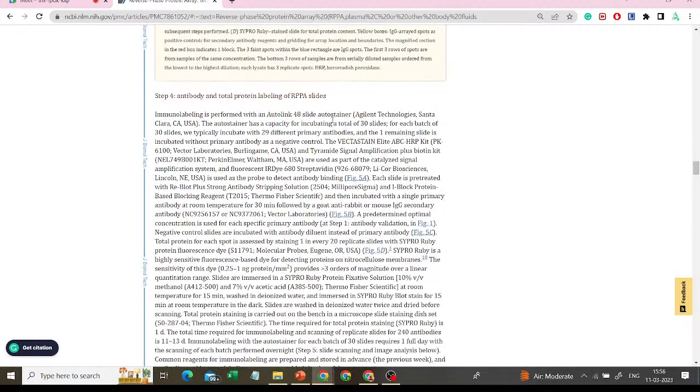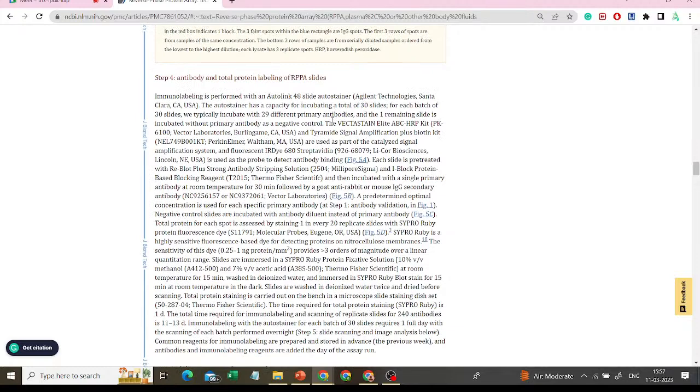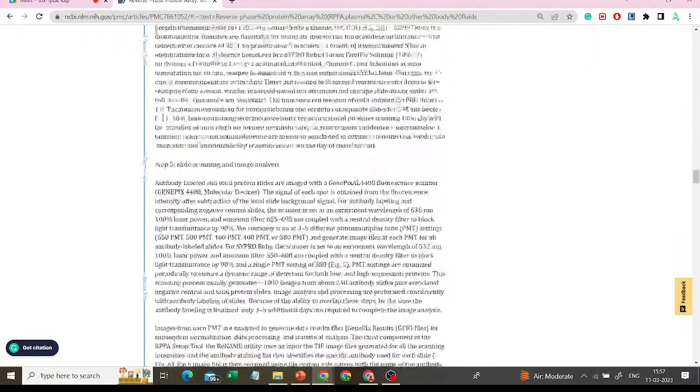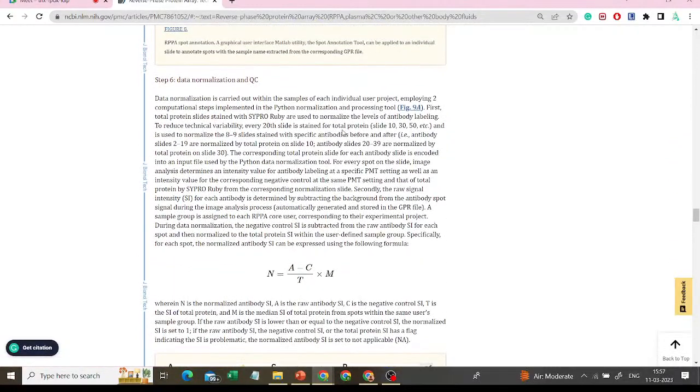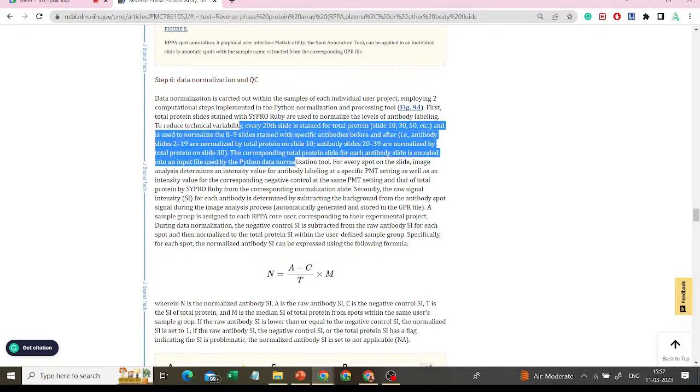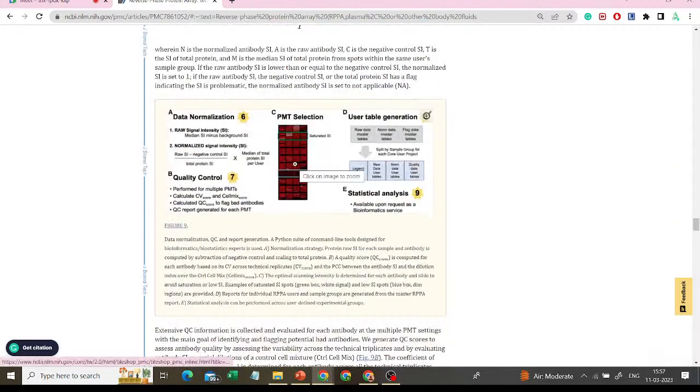And then is your antibody and the total protein labeling of RPPA slides. So different antibodies, without primary antibody. So after the slide scanning and the antibody labeling, and then the secondary antibody, then data normalization of each individual implement. Total protein and with specific antibodies. So these are the different normalization techniques one can use.